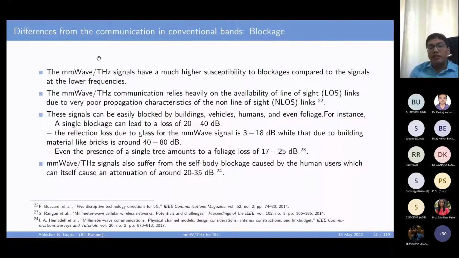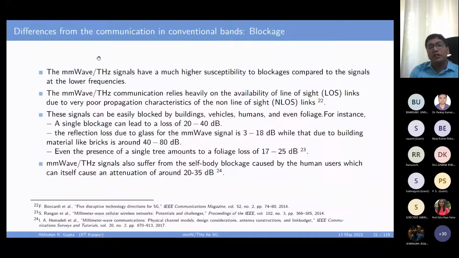That's why they rely heavily on the availability of line of sight links. If you do not have a line of sight link, then the communication may not work, because non-line of sight links have very poor signal strength. For instance, a single blockage can create a loss of 20 to 40 dB, which is a significant loss. You can also see losses from glass and building materials.